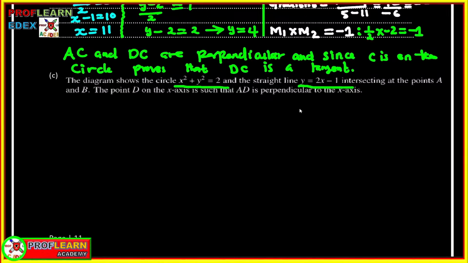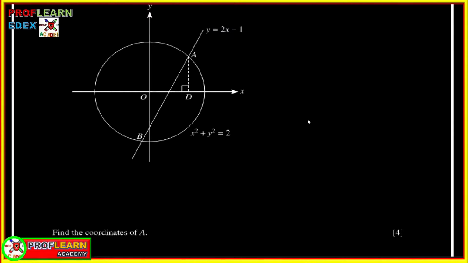The diagram shows a circle and a straight line intersecting at the point A and the point D on the axis, such that AD is perpendicular to the x-axis. So the point is, I want us to know how to find the coordinates when a circle intersects a straight line.